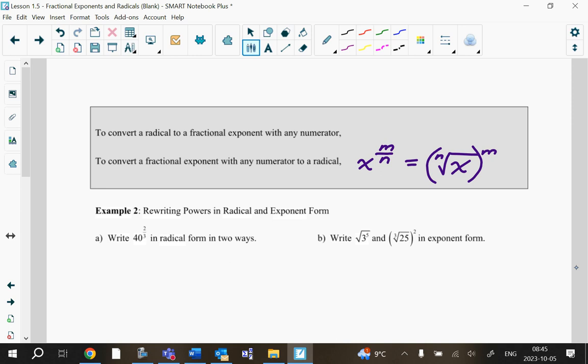Or you could write it like this. Those mean the same thing. So if I gave you this and asked you to work backwards, that would equal x to the m over n.